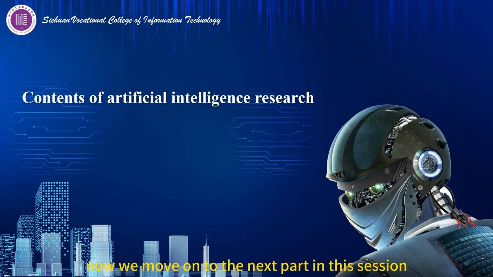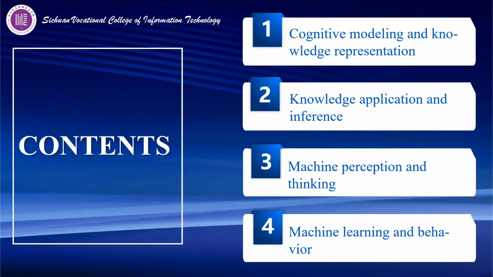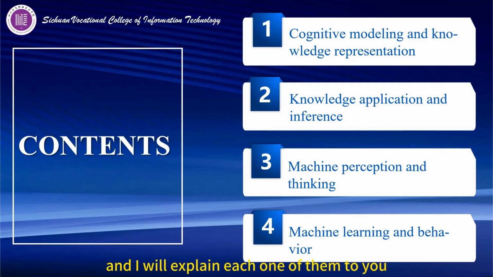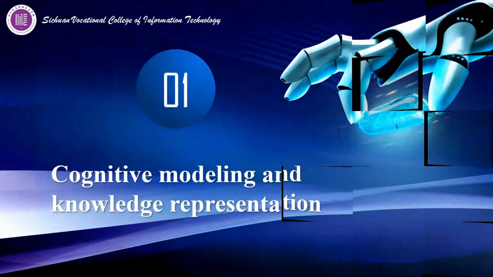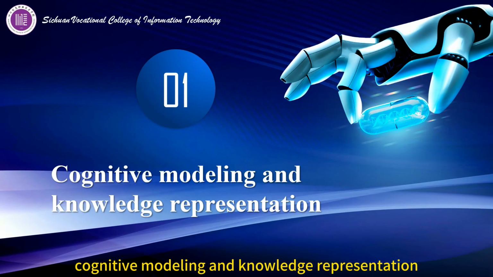Now we move on to the next part. In this session, let's see what AI research covers. Today's session is going to be divided into 4 parts, and I will explain each one of them to you. First, let's learn about cognitive modeling and knowledge representation.